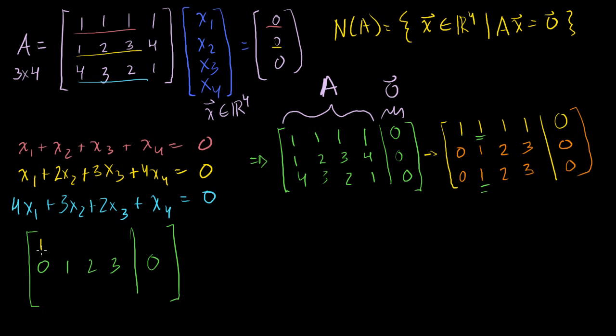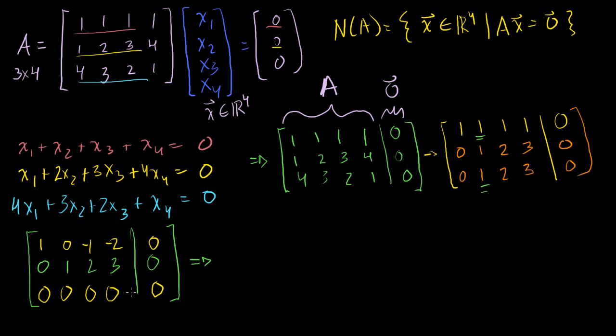So 1 minus 0 is 1. 1 minus 1 is 0. 1 minus 2 is minus 1. 1 minus 3 is minus 2. And 0 minus 0 is 0. And let me replace this last row with the last row minus the middle row. So 0 minus 0 is 0. 1 minus 1 is 0. 2 minus 2 is 0. I think you see where this is going. 3 minus 3 is 0. And obviously 0 minus 0 is 0. So this system of equations has been reduced by doing reduced row echelon form.